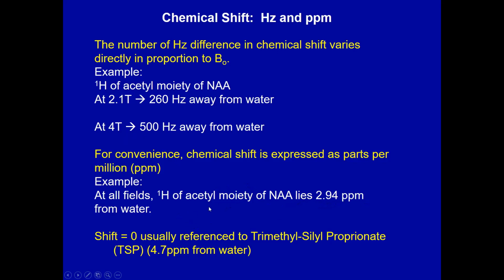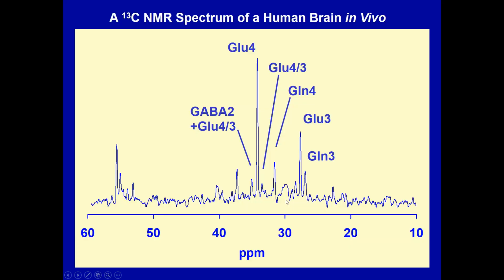So that takes care of frequency differences. No matter what magnetic field strength you look at, when you read a paper and you see a carbon-13 spectrum with glutamate and glutamine in it, they will be separated by a couple of parts per million.